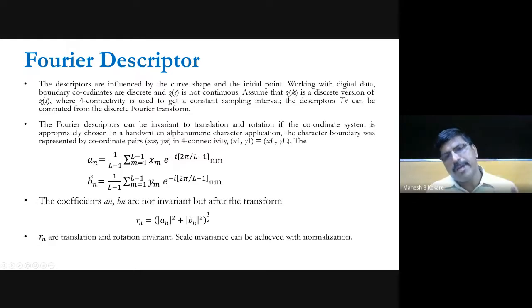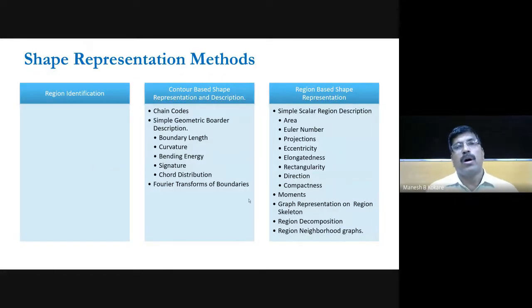So we will get the Fourier descriptors an and bn from the coordinates of the contour, and then from this an and bn we can obtain the invariant features by taking the magnitude, and scale invariance can be achieved by normalization. So the Fourier descriptor is also obtained from the contour. These are the various contour-based features which we can obtain for representation of the shape. Now this part is over, that is contour based shape representation and description.